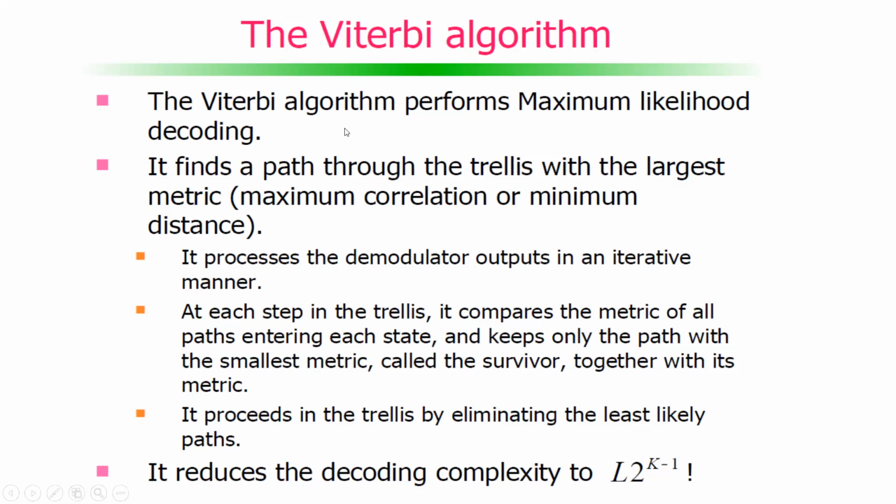So what is the Viterbi algorithm? The Viterbi algorithm performs maximum likelihood decoding. It finds a path through the trellis. I have already explained what a trellis is, which is known to the receiver and the transmitter also. But which data was transmitted? It is important to note that. I will explain this algorithm. It finds a path through the trellis with the largest metric. I will explain this.